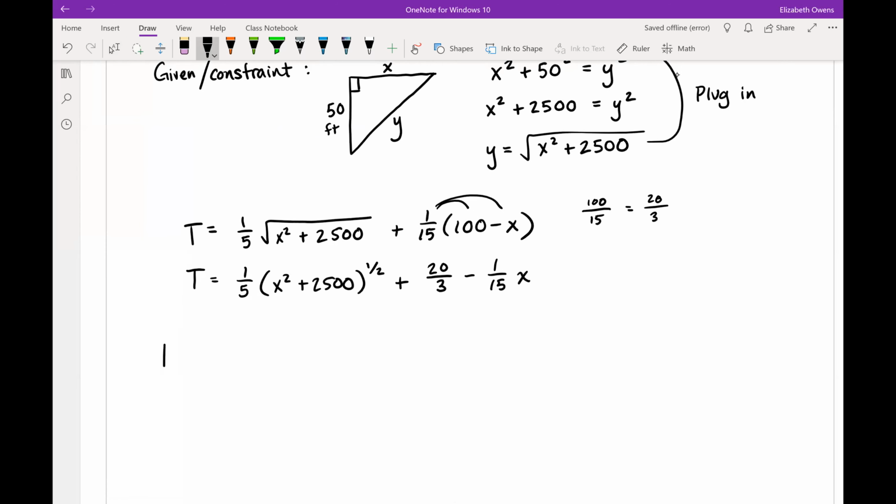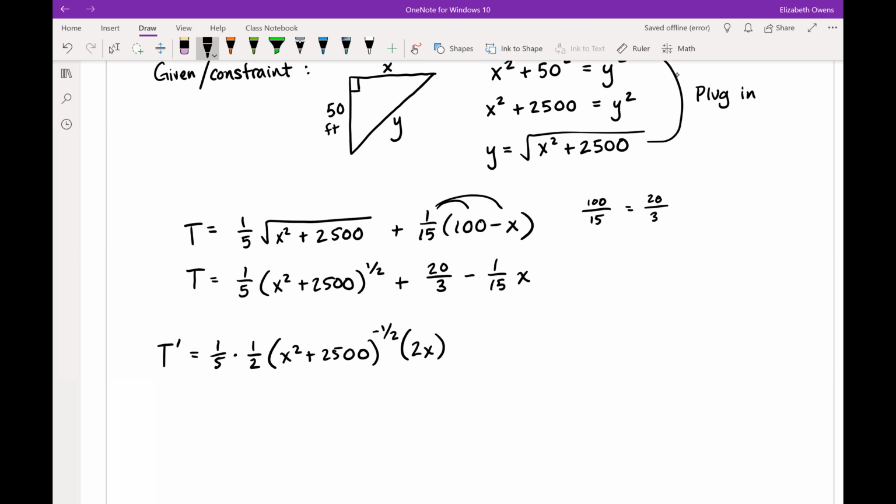This is going to be t prime, dt dx, by the way. And for our first term, we're going to need a little bit of chain rule with our constant multiple out front. So we're going to have 1/5 times, okay, chain rule time, bring down that 1/2, x squared plus 2,500 to the negative 1/2 power, times the derivative of the inside portion. Derivative of x squared plus 2,500 is just 2x.